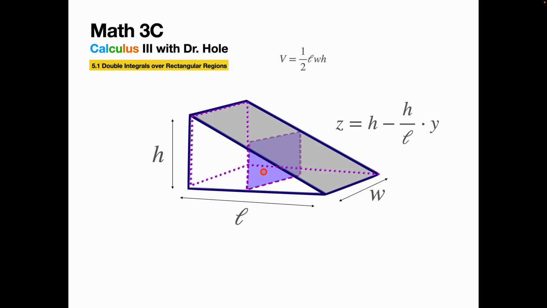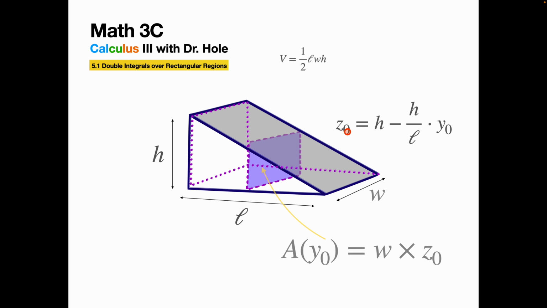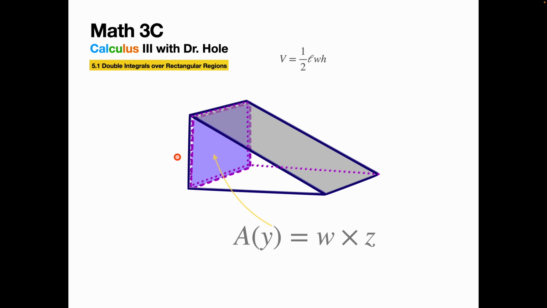Now, looking at this slice here, we have a shaded purple area. And as we move the slice, the area is going to change. Well, the base is going to be constant W. But as we change the position y0, our height is going to change. So coming up with the area of the shaded purple region is going to be the base, which is W, and then times z0. And then z0 is given by this, which is a dependence on y0. So for all slices, we have our area function, constant W, times the height.